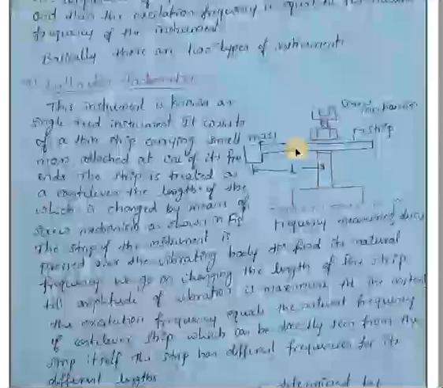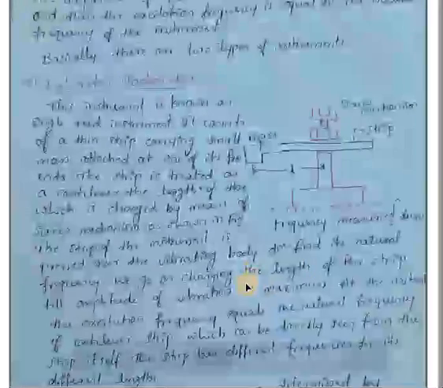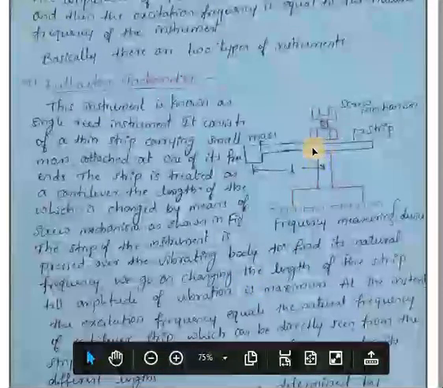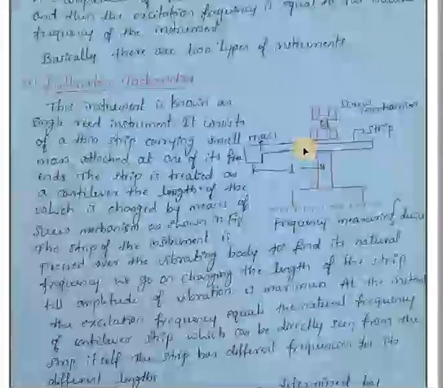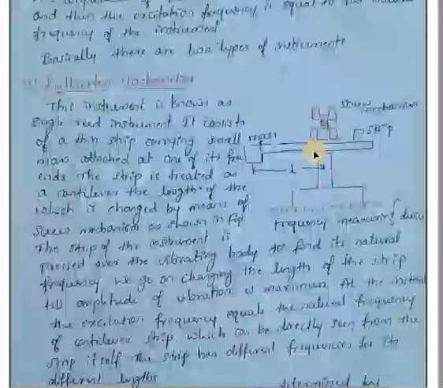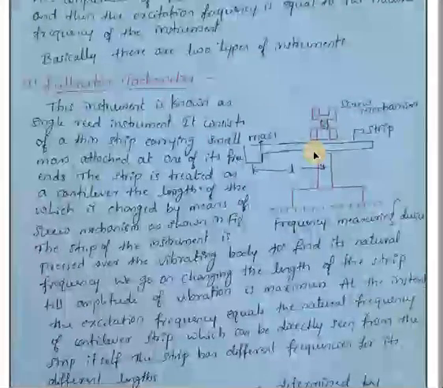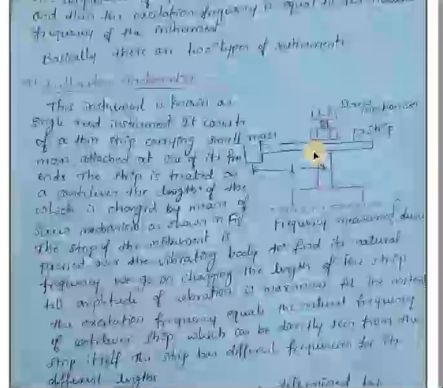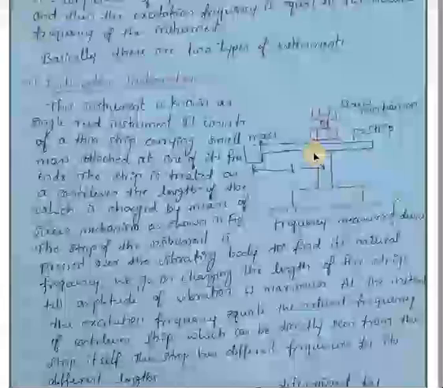The strip of the instrument is pressed over the vibrating body to find its natural frequency. We go on changing the length of the strip till the amplitude of vibration is maximum. So here we are going to vary this length, and we keep varying it till it gives the maximum vibration, that is, maximum amplitude. At that instant, the excitation frequency equals the natural frequency of the cantilever strip, which can be directly seen from the strip itself.